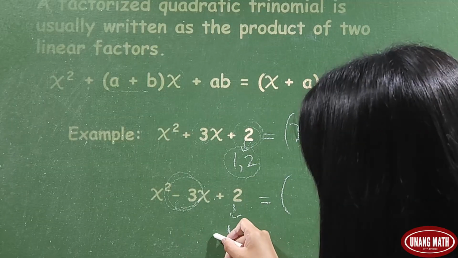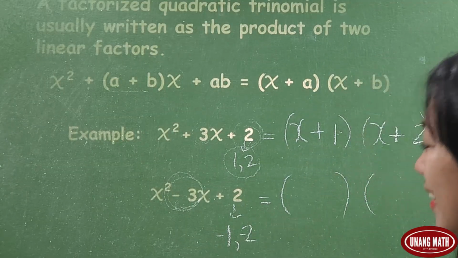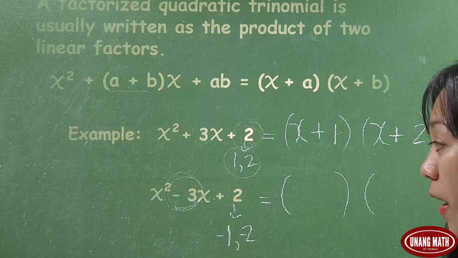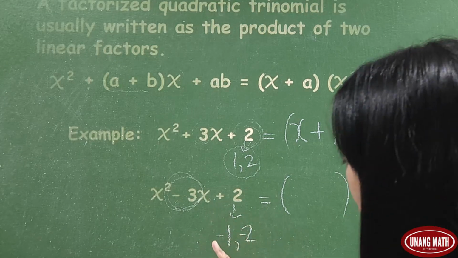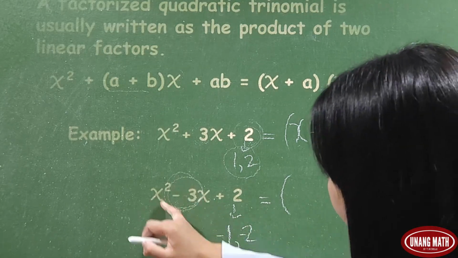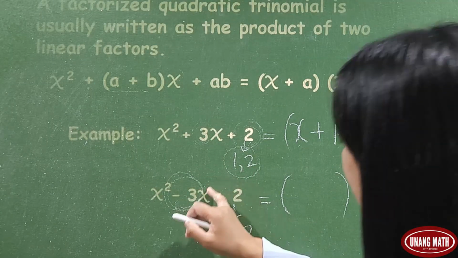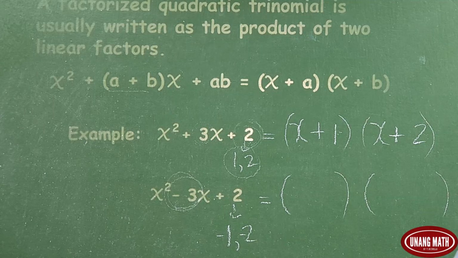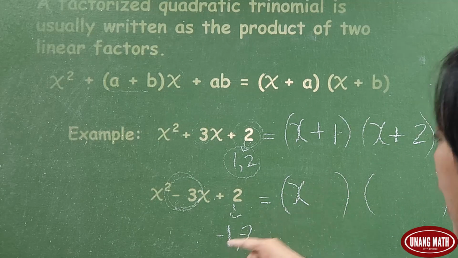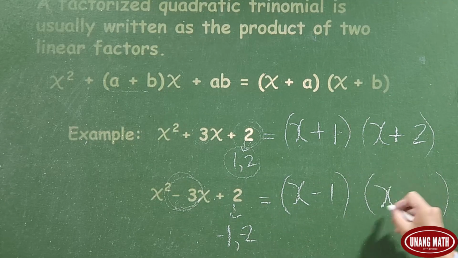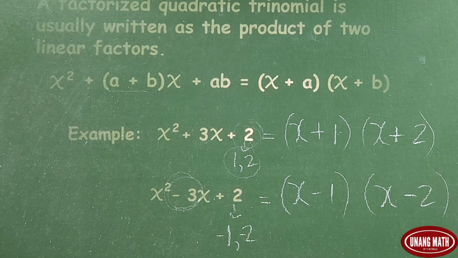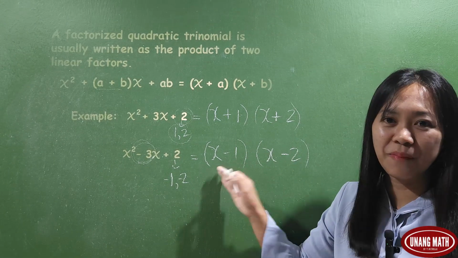It would be negative 1 and negative 2, because negative 1 plus negative 2 is negative 3, and negative 1 times negative 2 is still positive 2. So we have here x minus 1 and x minus 2. So these are the factors.